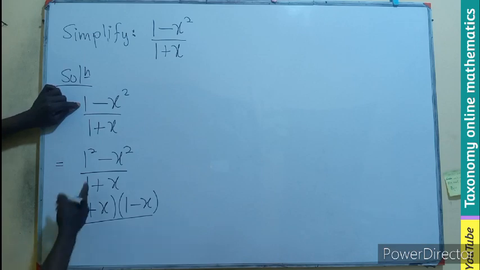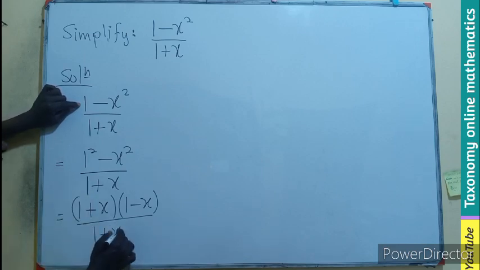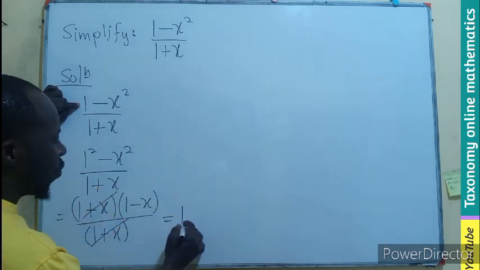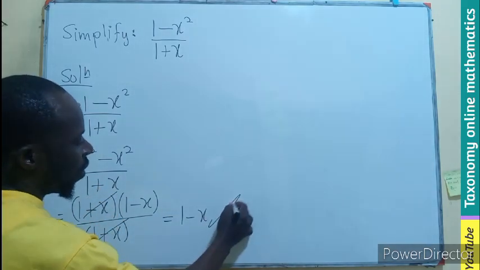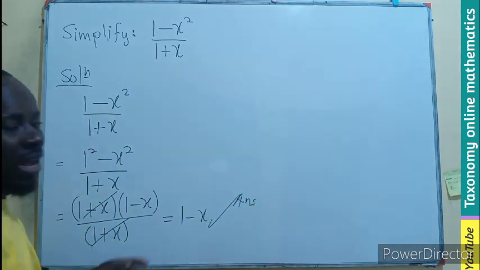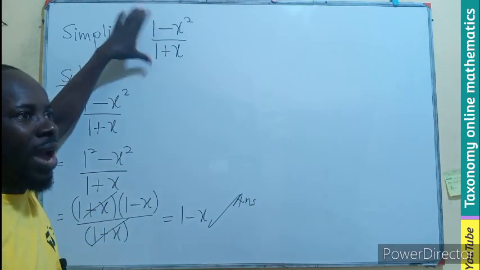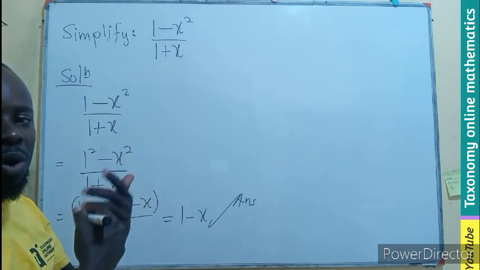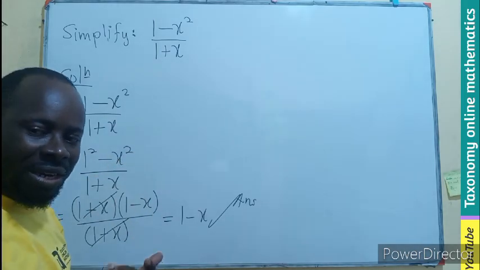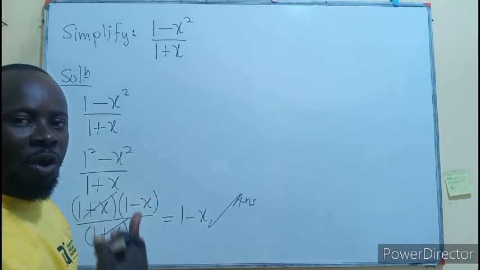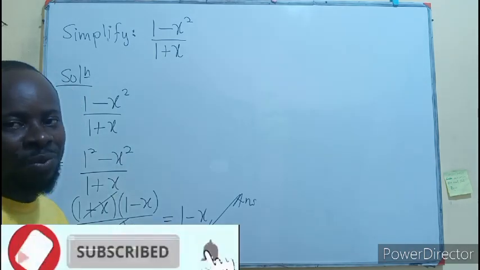So we divide by 1 plus x, which in this case is the common factor we are looking for. This will cancel this. You have 1 minus x as your answer. So you can see we can simplify our algebraic expression when we are able to have a common factor in either the numerator or the denominator of the expression.